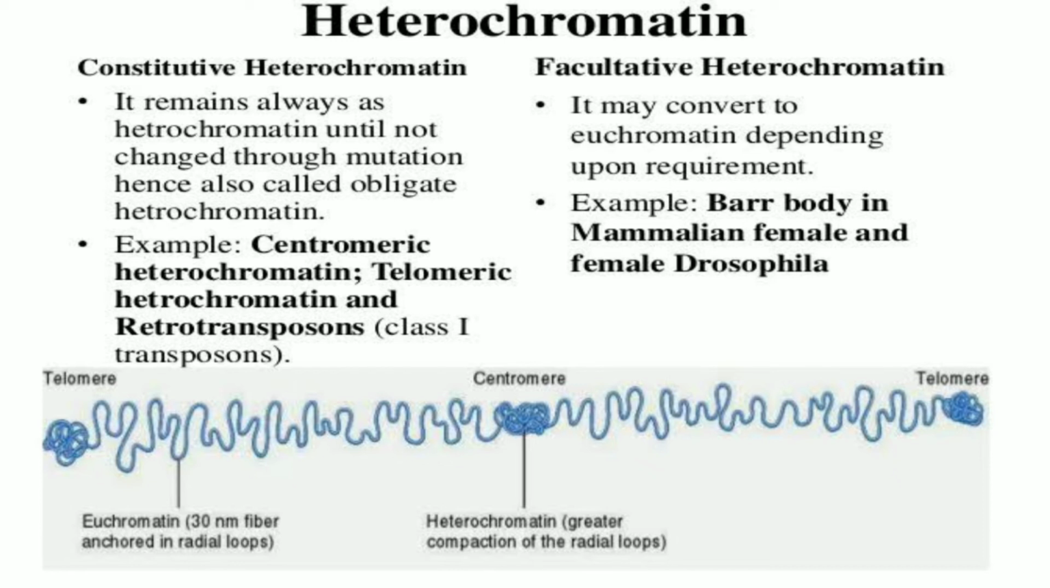It represents the inactive genes at a particular period whose products are not required at that particular time. In somatic cells of female mammals, one of the two X chromosomes is facultatively heterochromatized to form sex chromatin or the Barr body, and that is the example of the facultative heterochromatin. The next is the constitutive heterochromatin.